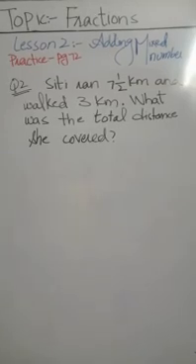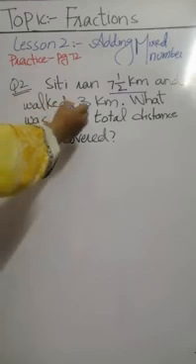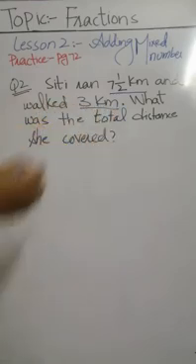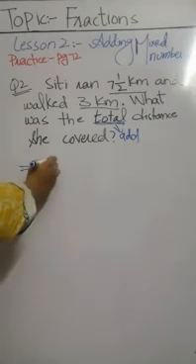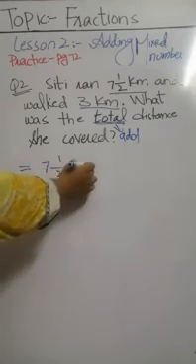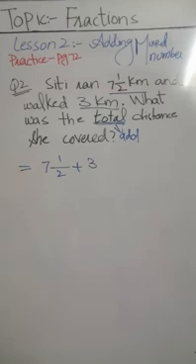Now we have question number 2. A girl ran 3 whole 1 by 2 kilometers and walked 3 kilometers. What was the total distance? Total means we have to add. What was the total distance she covered? So we have to write the expression like this: 3 whole 1 by 2 plus 3.